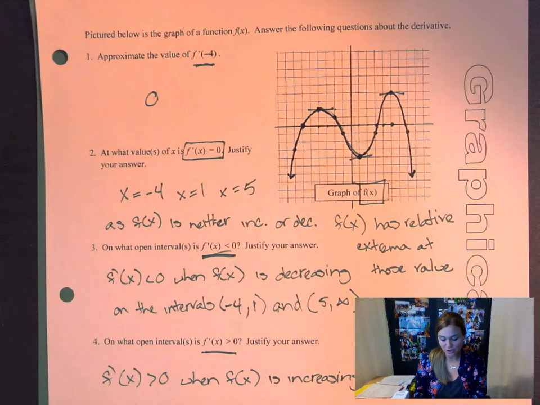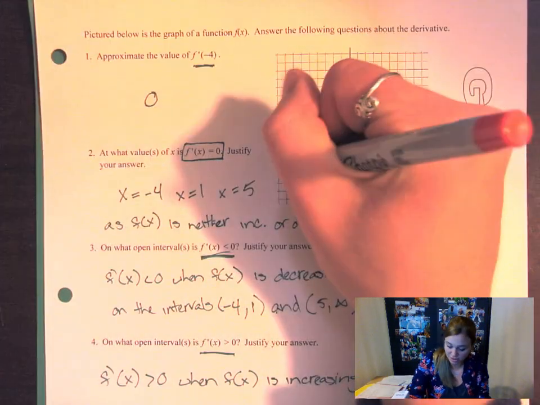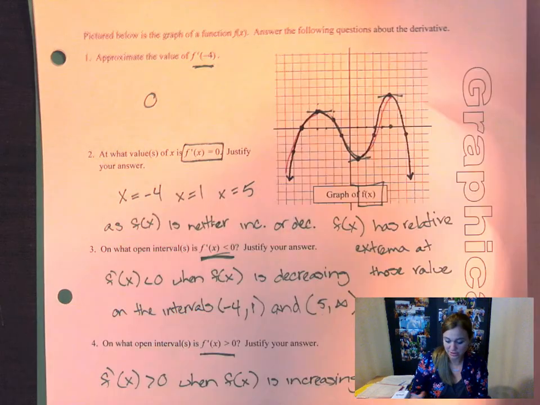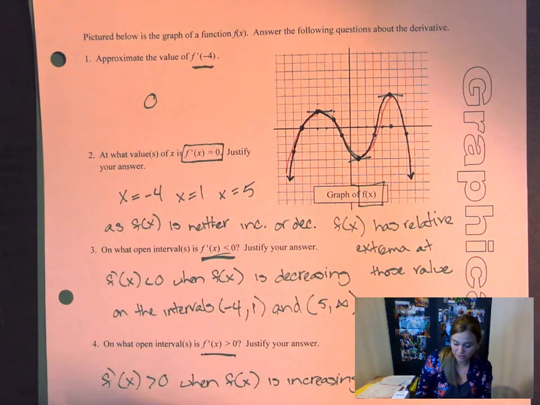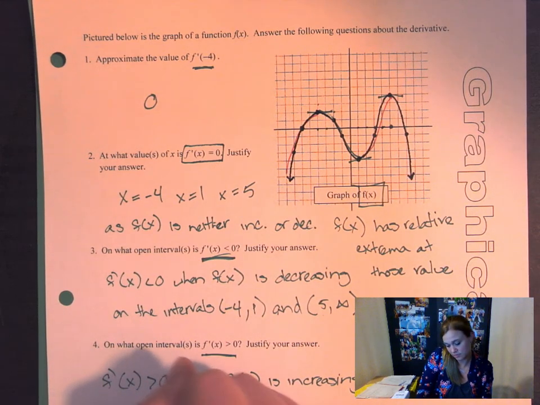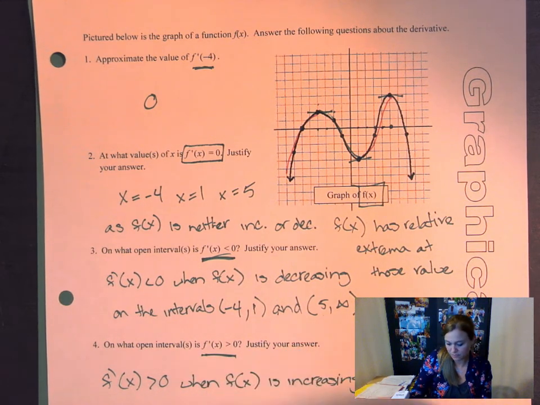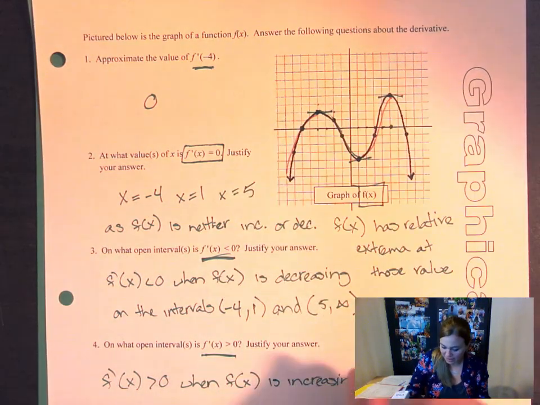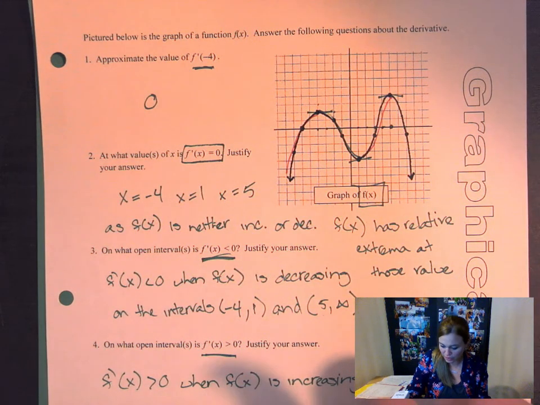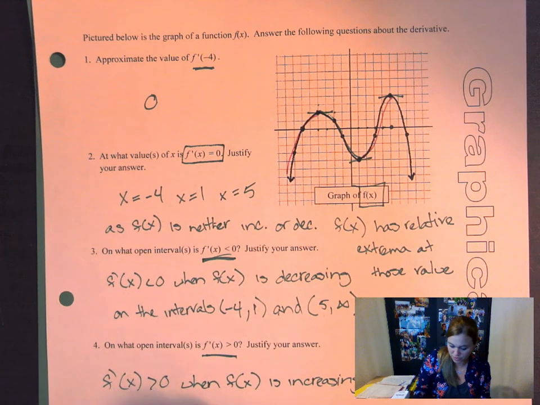Okay, f prime of x is greater than 0 when f of x is increasing. So I look at the other parts of this and I think, oh, here's increasing, here's increasing. So this occurs on the intervals -infinity to -4 and 1 to 5.